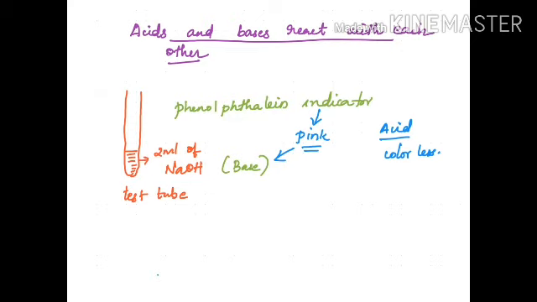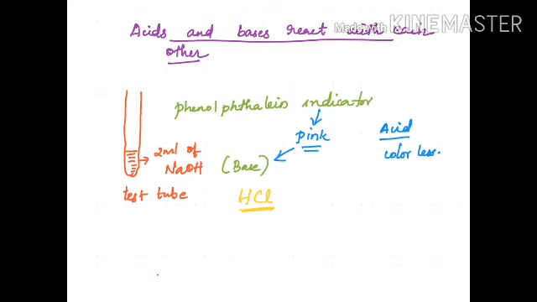Then the next thing I'm going to add is some amount of hydrochloric acid to the same test tube. Hydrochloric acid, the formula is HCl. So I'm going to add hydrochloric acid to the test tube. Now what will happen? We have added the phenolphthalein indicator. First its color changed into what? Into pink because of the presence of a base here.